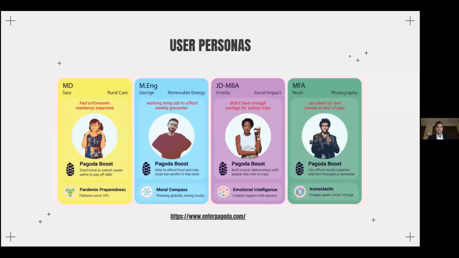And so the last component of thinking about strategy that's actually really important and sometimes overlooked is a user persona. So user personas are tools that people who are creating products can use to make the customer come to life. This is an example of user personas from a company called the Pagoda Company, which is offering financing to graduate students. So this isn't a tech product, maybe tech ancillary, but basically we can walk through one of these cards so you can get a sense of what a user persona might look like. If we go all the way to the right, we have the MFA, Noah. He's a photographer.